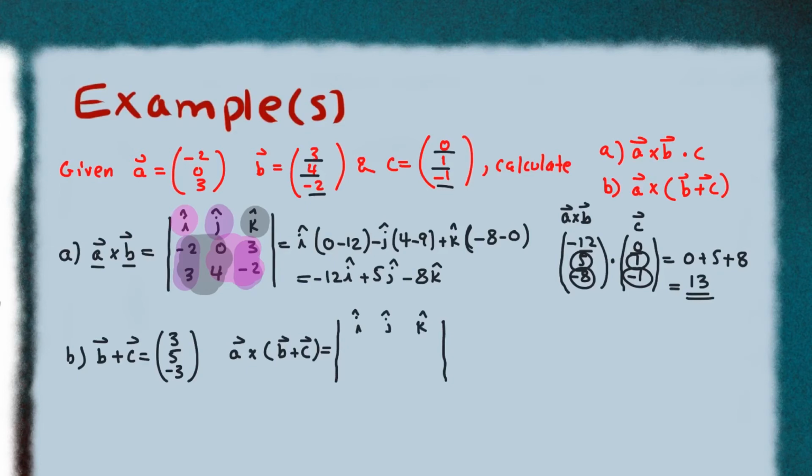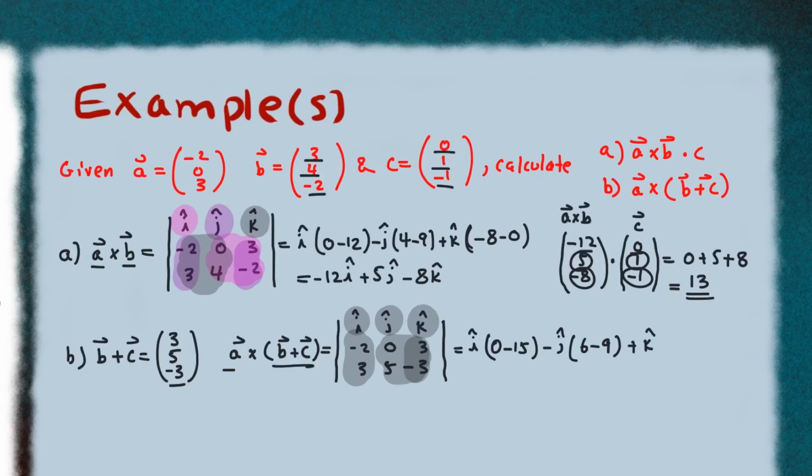So i, j, and k, we write the information on vector a, that's negative 2, 0, and 3, and vector b plus c, which we just found as 3, 5, negative 3. Then we'll do our regular method. So we cover up the i column and we do our diagonal multiplications, and we do that for j and k, and we keep in mind that we have to go positive, negative, and positive. Once we simplify everything, we get our x component as negative 15, our y component as negative 3, and our z component as negative 10.